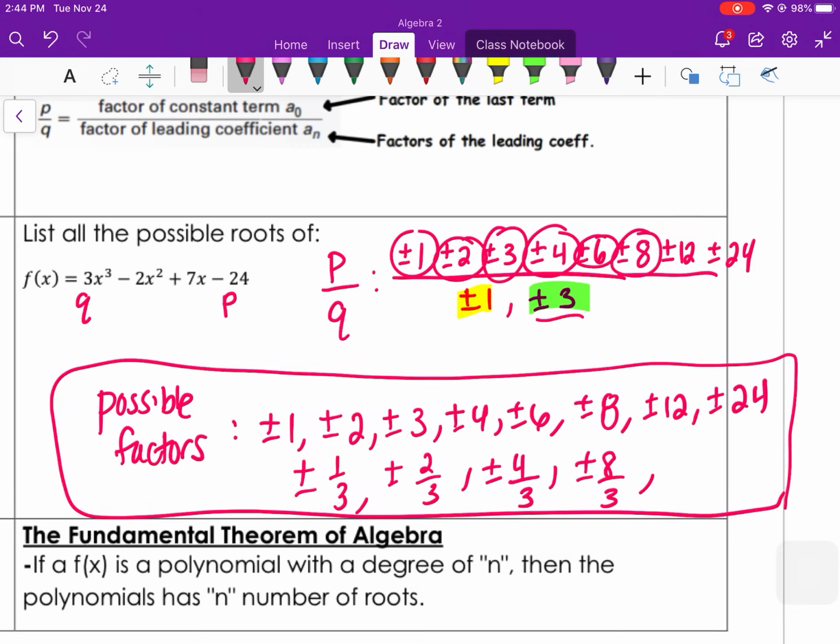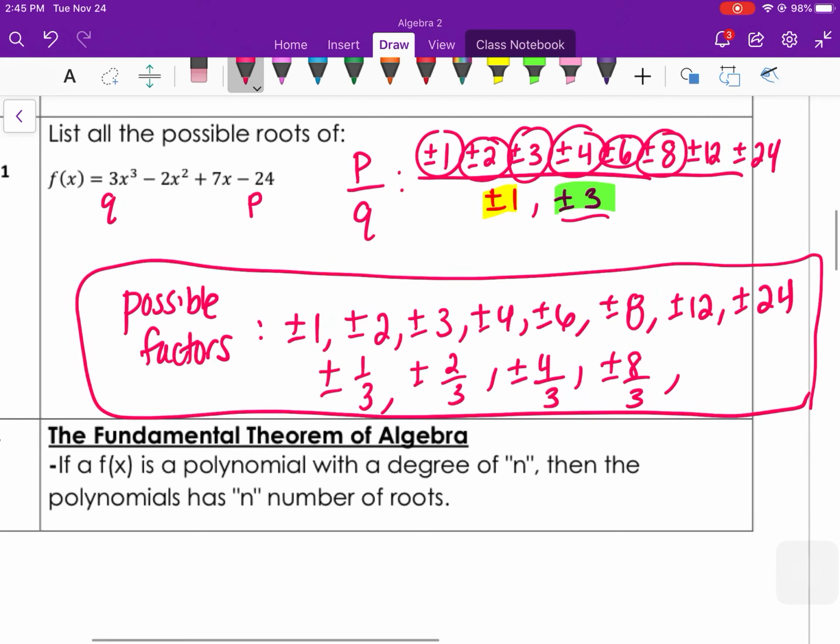Now, not every polynomial has this large of a list. Usually we find the possible roots to help us narrow down what the actual roots could be. That's how to find all of the possible answers.